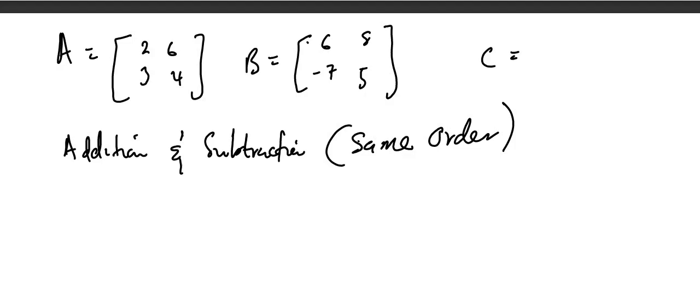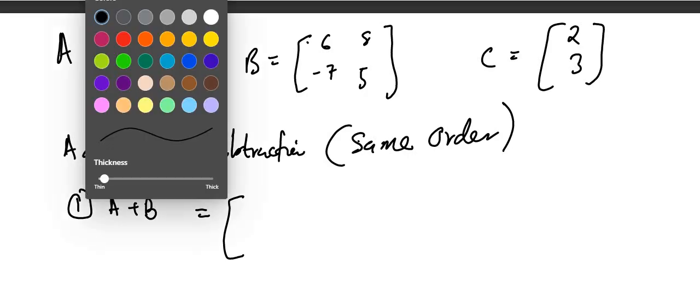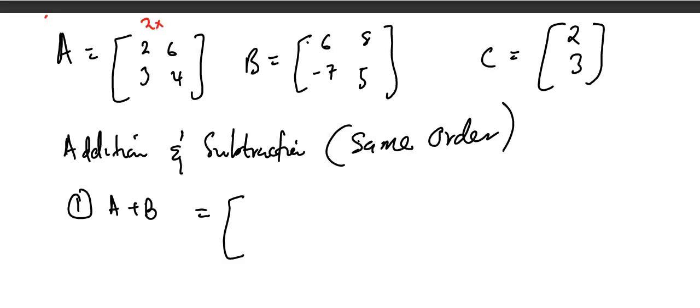If I give you C, let's say it's a 2 and 3, like this one here, you cannot add C with either of the other two matrices. The only ones you can add, say A plus B, is possible because they're of the same order. This is a 2 by 2 matrix, this is a 2 by 2, and this here is a 2 by 1 matrix. So these two are of the same order. No wonder we're able to add them.